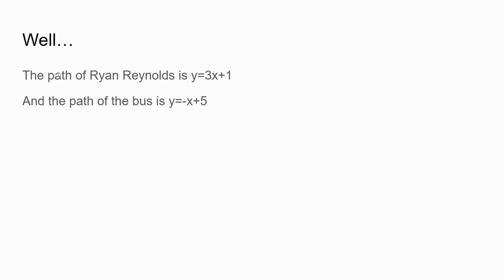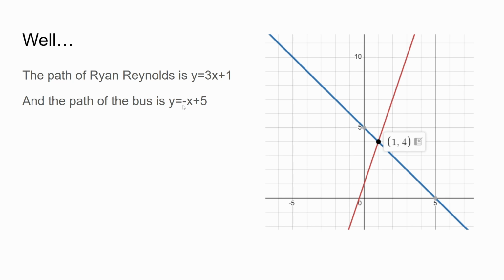The path of Ryan Reynolds, which is just given in the question, can be graphed by y equals 3x plus 1, and the path of the bus can be graphed by y equals negative x plus 5. Intuitively, any logical person would open up their calculator and not do any work. We can see that the intersection is (1, 4). That's where Ryan Reynolds is going to be struck by the bus and not get his McDonald's. So yes, we can look at it like that.